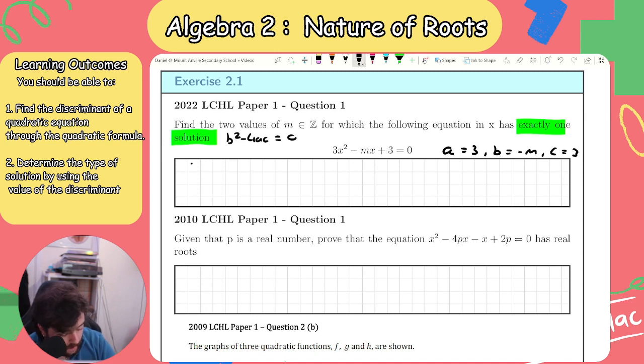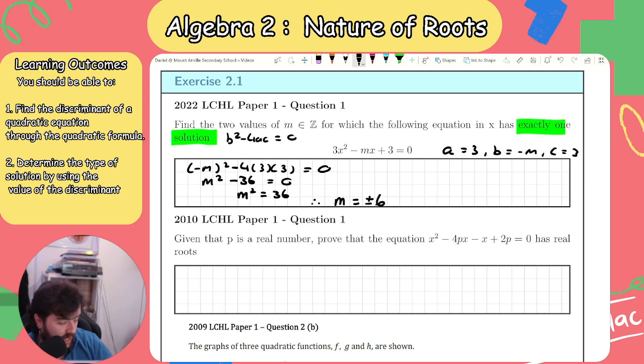So minus m all squared, minus 4 times a, which is 3, times c, which is 3, has to equal 0. We want exactly one solution. So m squared minus 36 equals 0. m squared is going to equal 36. Then the two possible solutions for m, square root both sides, I'm going to get plus or minus root 36, which is going to be plus or minus 6. So square root of 36 gives me 6. But since I'm square rooting a variable, I have to make sure I add the plus and minus there. So m is equal to plus or minus 6.